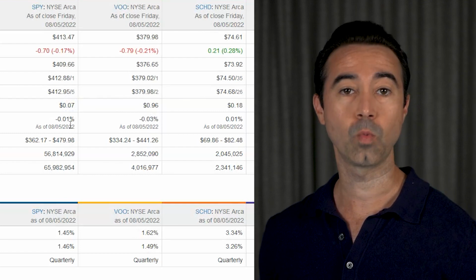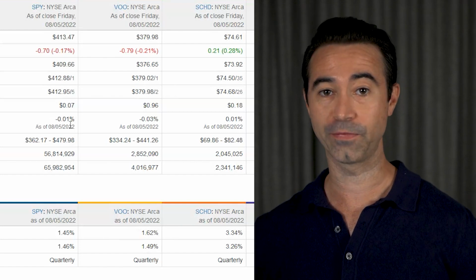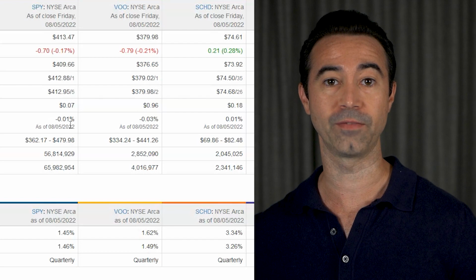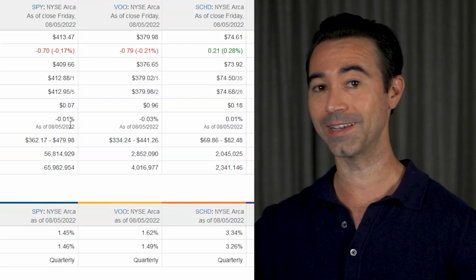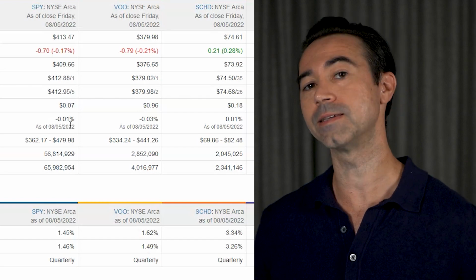So yes, SPY spread is smaller. If you're trading millions of dollars, if you are an institutional investor who works at a hedge fund, if you have a giant book of business and you are buying and selling money inside an ETF, you want to have liquidity because it does end up adding up.